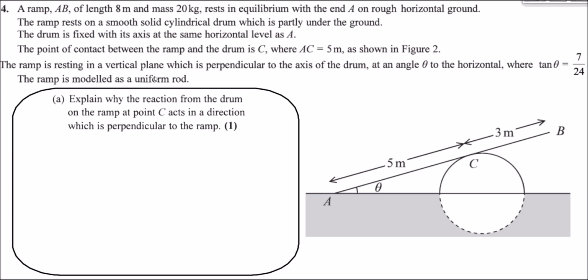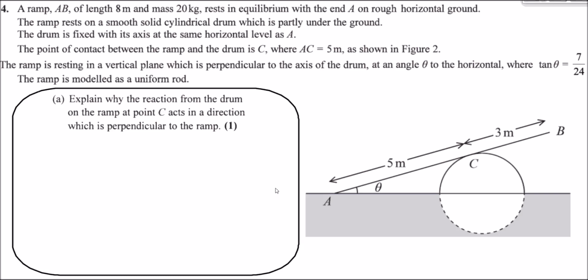It's modelled as a uniform rod. That's always a relief, because that means we can take the centre of mass to be at the centre of its length, the middle. However, for part A, all we need to do is to explain why the reaction force from the drum on the ramp at point C acts in a direction which is perpendicular to the ramp.